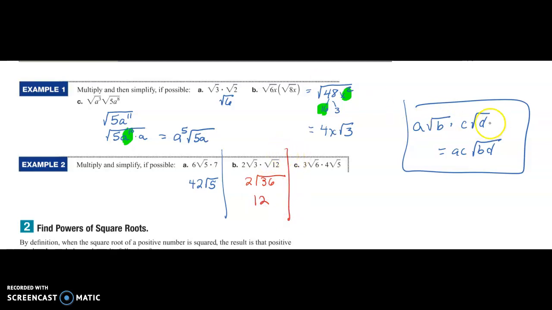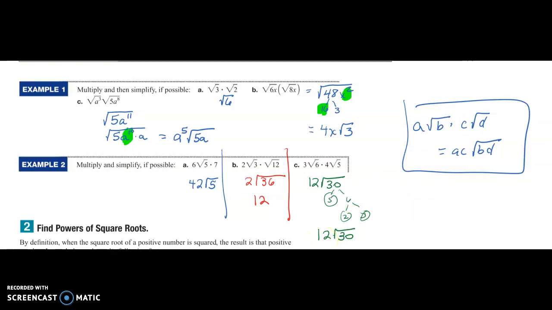Again, using this little tool over here, I'm going to multiply the outsides, 3 times 4 is 12, multiply the insides, 6 times 5 is 30. Can I simplify 30? Is there any perfect square that will go into 30? I can't think of one, but I also could do 5 times 6, which is 2 times 3. And I don't have any pairs if I do the prime factorization, which means that that's as simple as it goes. And so that's going to be the answer to that problem.